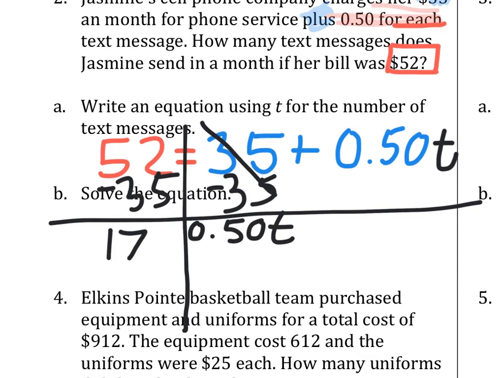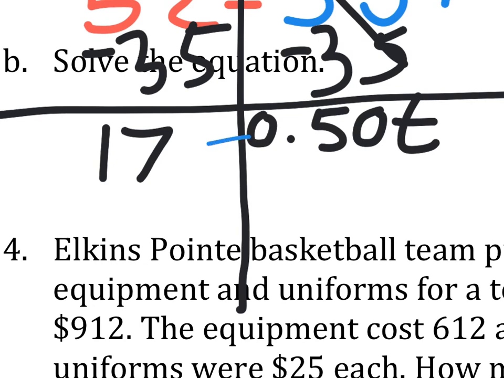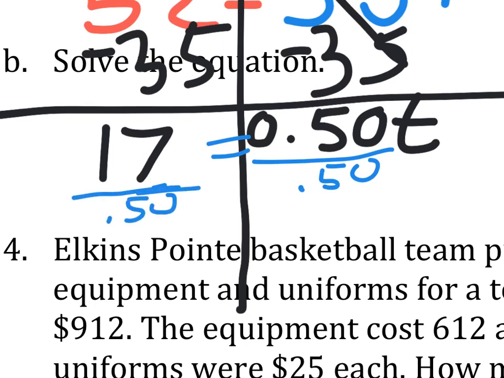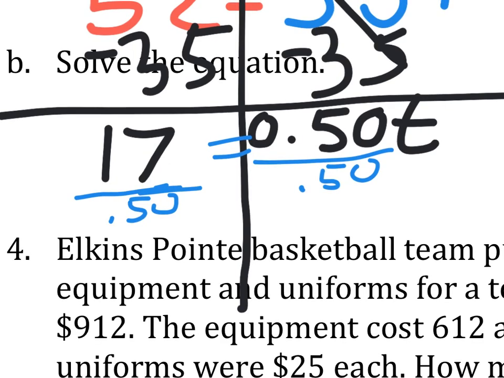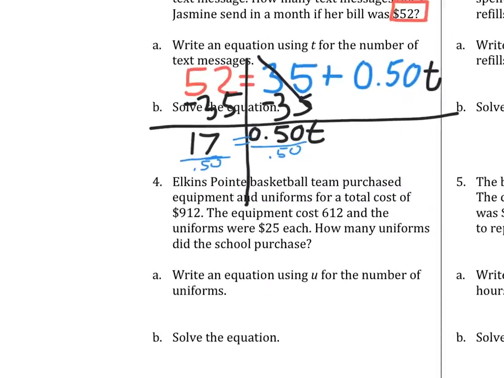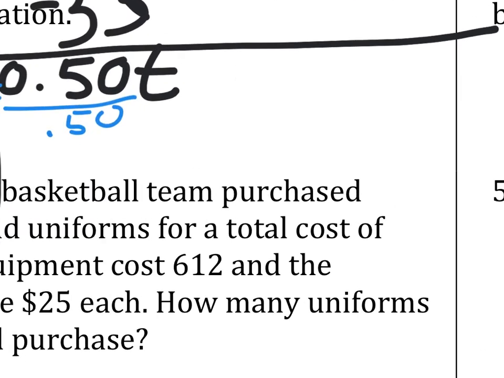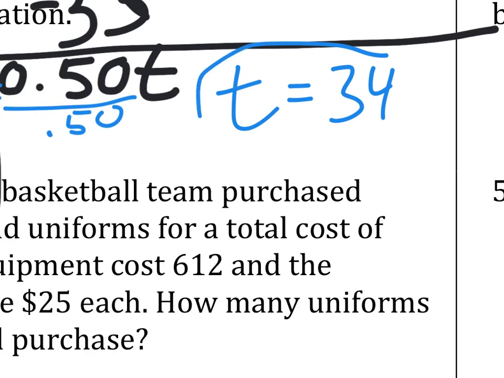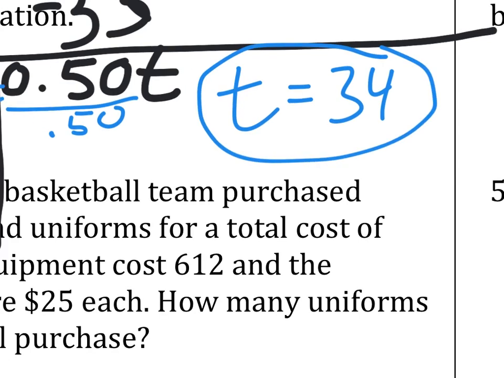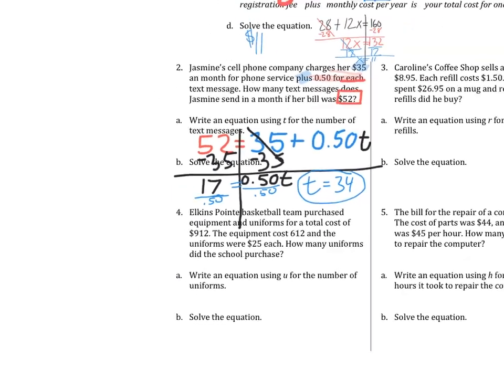Final step. This is multiplication here. I'm going to have to divide. So I divide this side by 0.50 and this side by 0.50. Like I said, use a calculator. You've got them. There's no reason not to. So I'm going to divide 17 by 50 cents, which is 34. I know we got a bigger number. Do not let that throw you. So I've got T equals 34. We sent 34 text messages at 50 cents a piece. And you can always plug that back in to double check your answer.